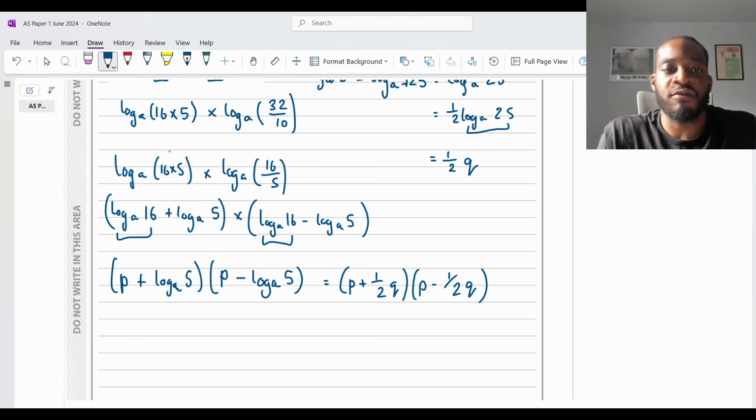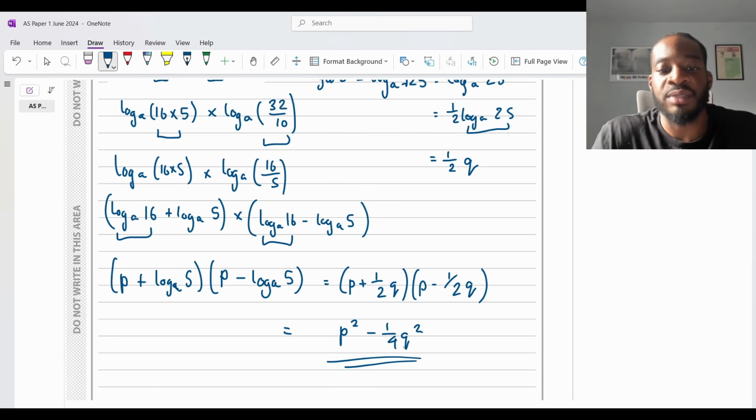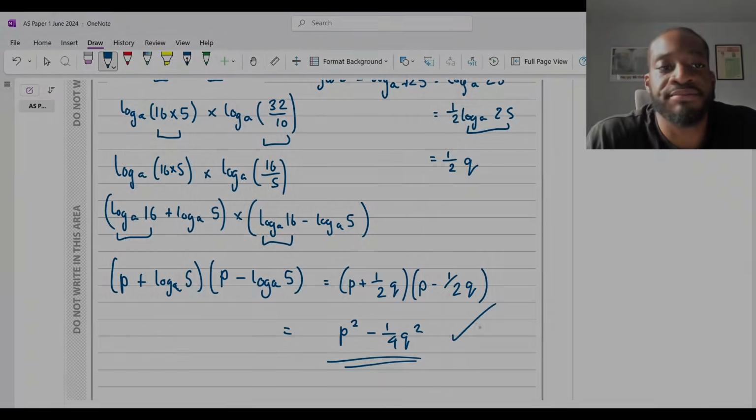Now, as I said before, there was a bit of symmetry here, and that is apparent because this is just the difference of two squares. So that is just going to be P squared minus, square the half, a quarter, square the Q, Q squared. So the answer is P squared minus a quarter Q squared. And that is it for question 9.